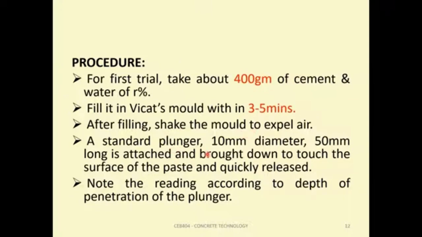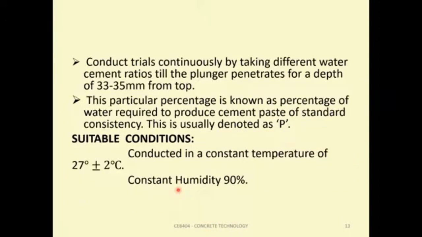A standard plunger 10 mm diameter and 50 mm long is attached to the Vicat apparatus and it is brought down to touch the surface of the paste. Note the reading according to the depth of the plunger. The trial is repeated until the plunger penetrates to a depth of 33 to 35% from the top. This particular percentage of water, which is responsible for the 33 to 35 from the top, is called the standard consistency and it is usually denoted as P.